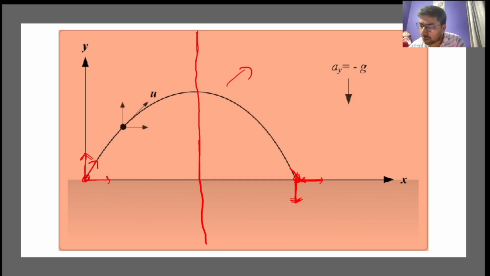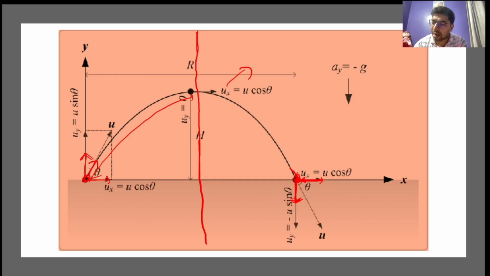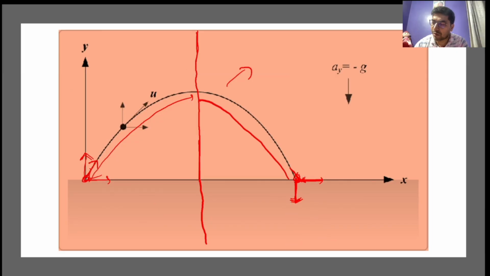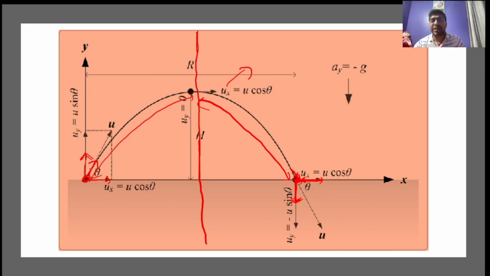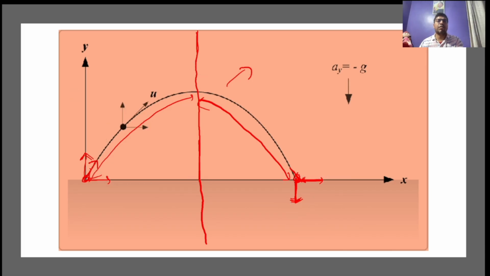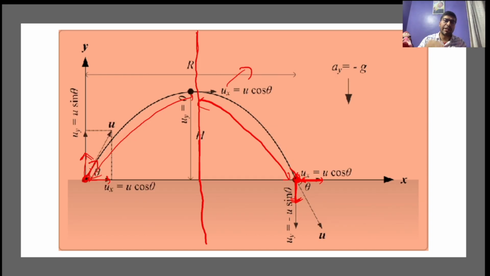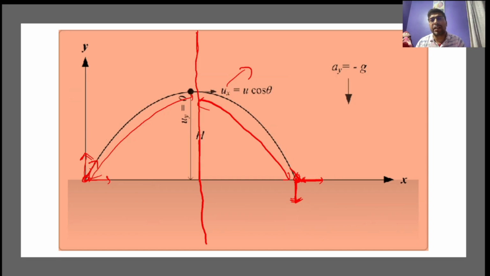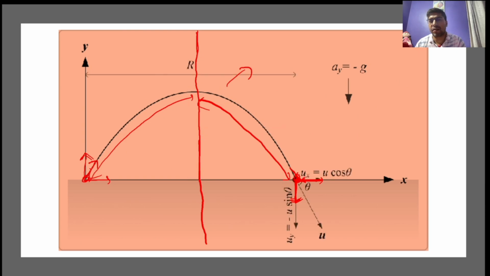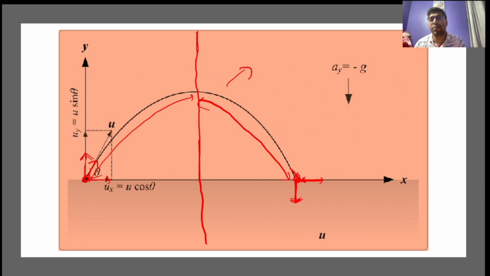And one more thing, how much time will the object take to reach maximum height? The same time it will take to come down. Clear? And why the same time? Because we already discussed, if you throw an object upward, the time it takes going up is the same as the time it takes to come down. We already learned this in the previous chapter, in linear motion.